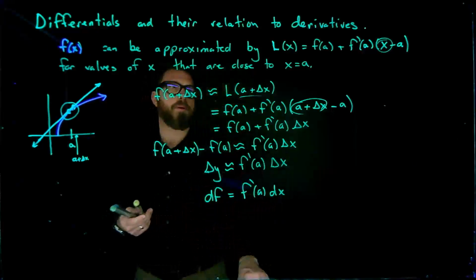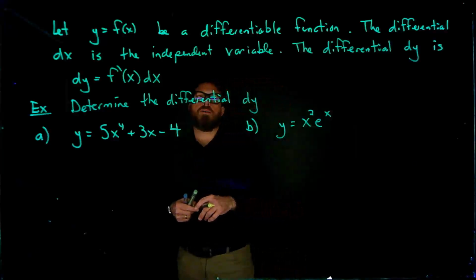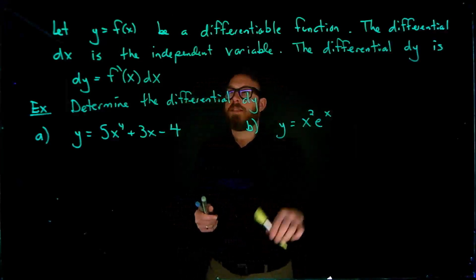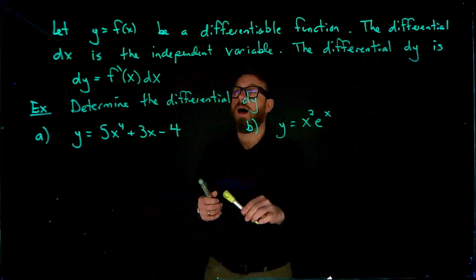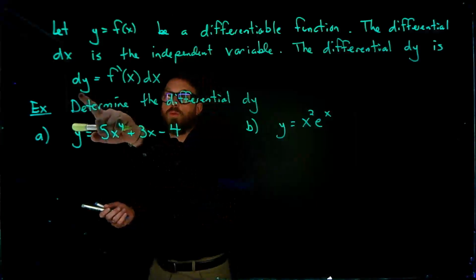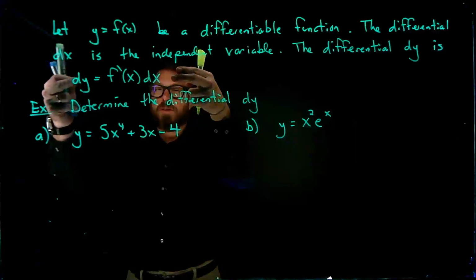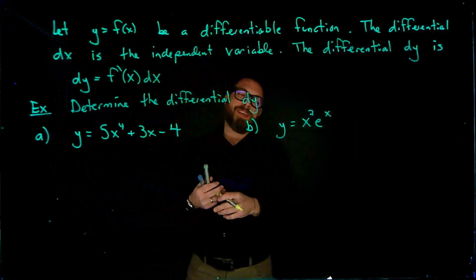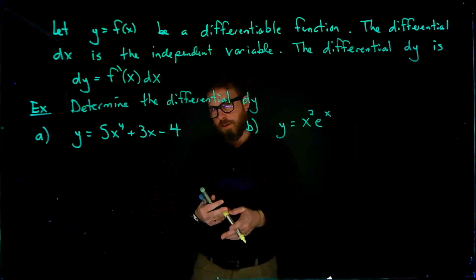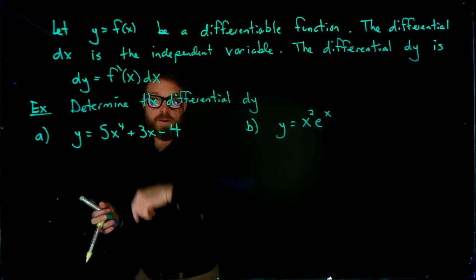So let me put that up there. So here's our definition. It says let y equal f of x be a differentiable function, then the differential dx is the independent variable, and the differential dy is found by dy is equal to f prime of x dx. And we can kind of see where this came from. This came from what we just did. So really the idea is if you can find a derivative, you can also find the differential. All we do is really just have this dx next to the derivative.